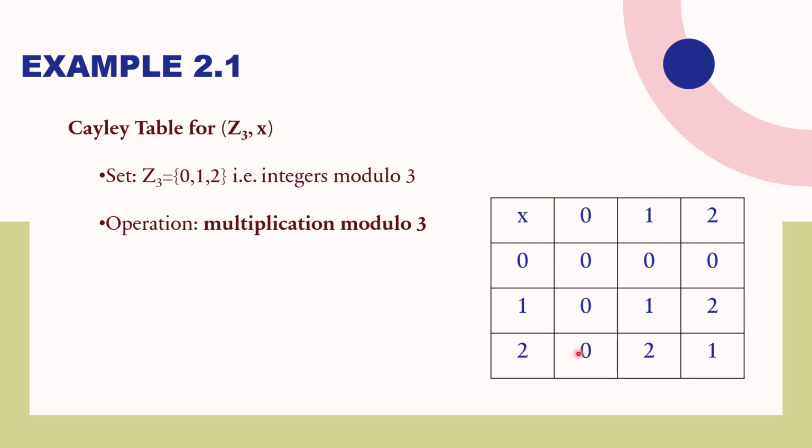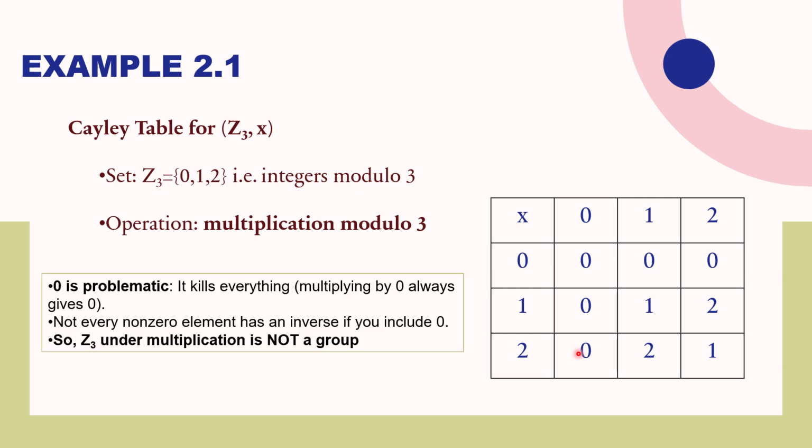Now, the problem with this Cayley table comes from the fact that there is a presence of 0. Now 0 is problematic. What it does is it kills everything. Multiplying by 0 always gives 0. So 0 is killing 1, it kills 2, you get 0 only. Therefore, it does not allow us to get this thing as a group. It's not a group. Now, we explain this concept in the next slide as well.